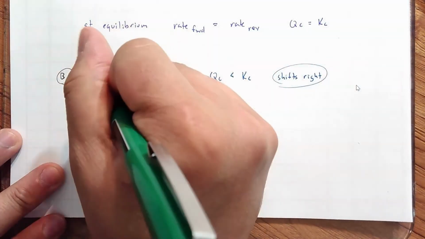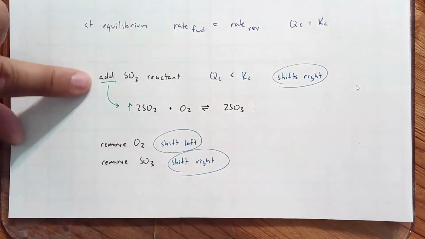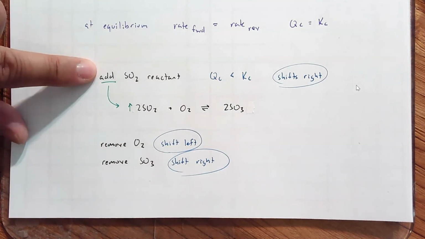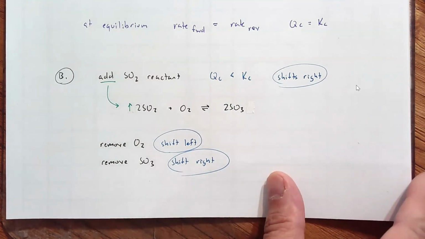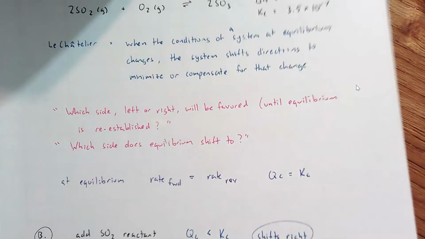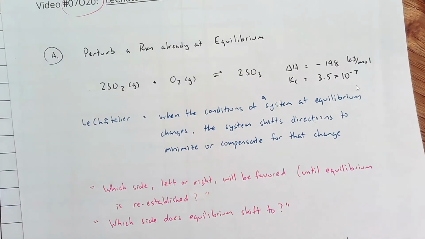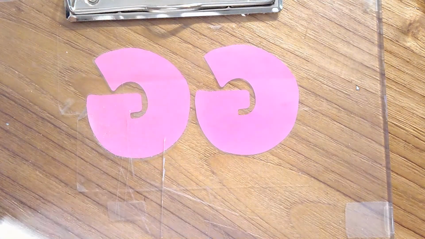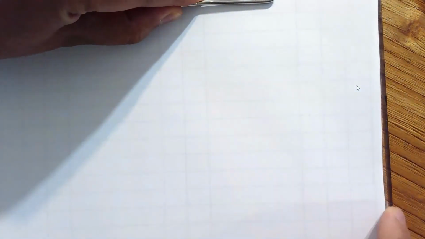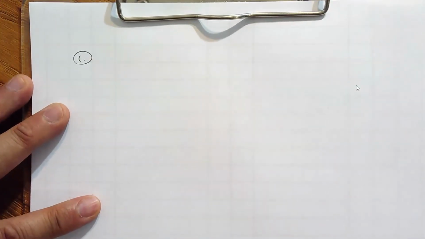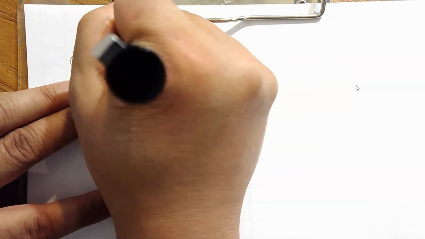So let me just do this. This green arrow is for the first part, the first perturbation. Okay, that is adding material, either adding reactants or products. Now, what about temperature? Okay, so this is part C. What if I cool the reaction? No, what if I raise the temperature? We'll do that first.